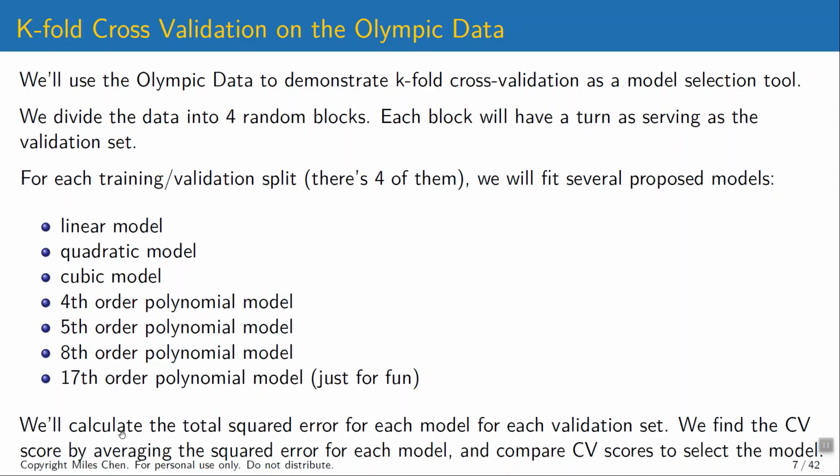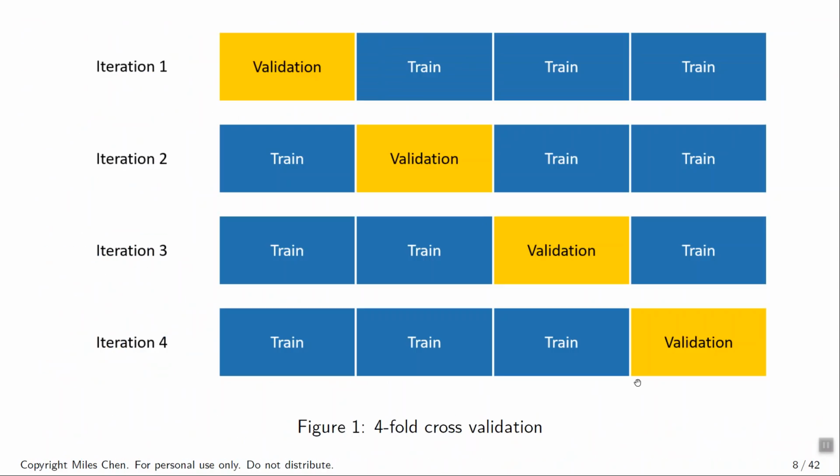Okay. And then for each of these things, we're going to calculate the total squared error of the model on the validation set. So just the points that were not used for estimating the parameters. And then we're going to find the cross-validation score by averaging the squared error for each model. And we'll compare the CV scores to select the model.